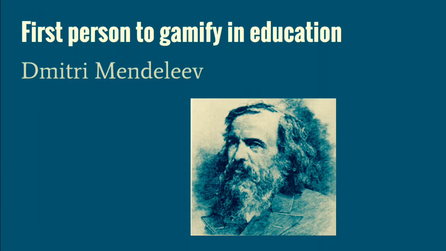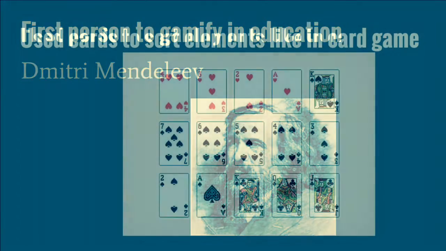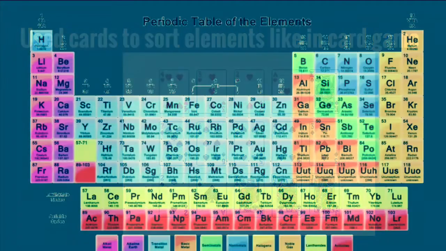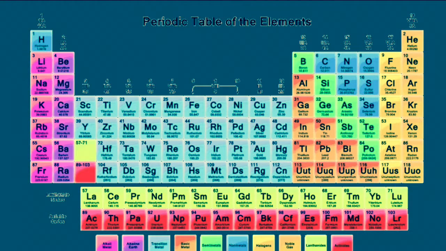Looking back at the history of gamification, we can perhaps credit scientist Dmitry Mendeleev as being the first person to use gaming dynamics in an educational setting. Growing up, while he was not a stellar student, he was a skilled card player, and therefore when tackling the task of sorting the elements in science, he used concepts from the card game to accomplish this task. So what he did was he placed the elements on the cards and sorted them, much like how he would have sorted playing cards in a game of solitaire.